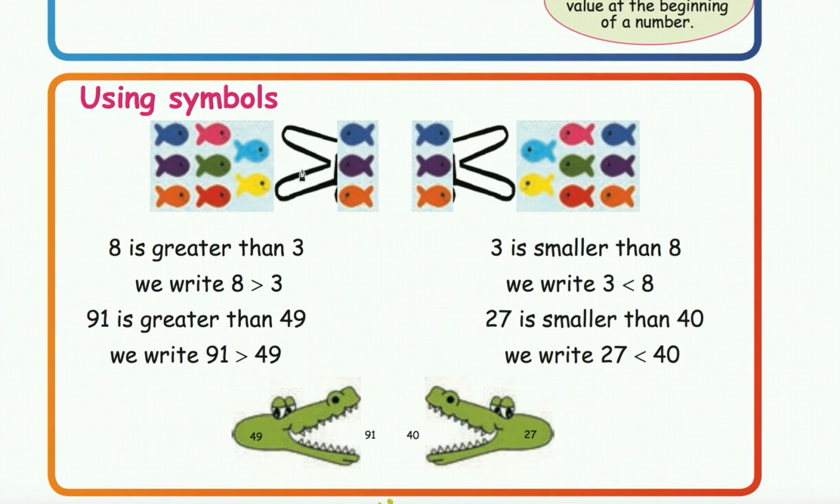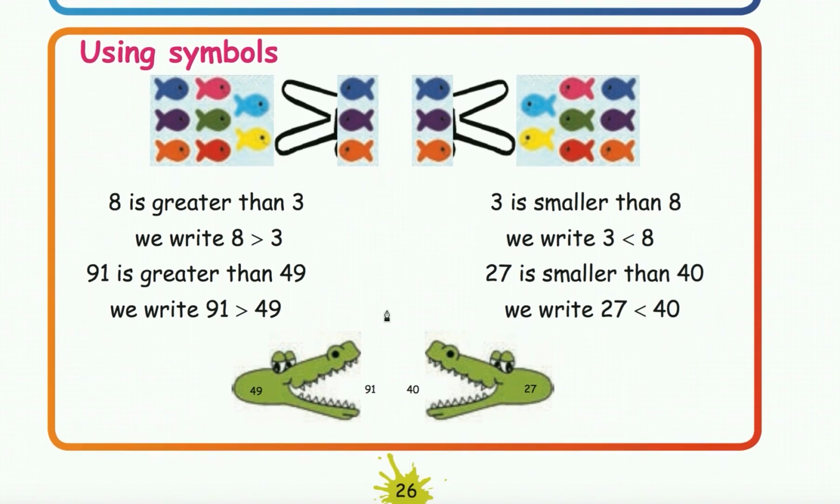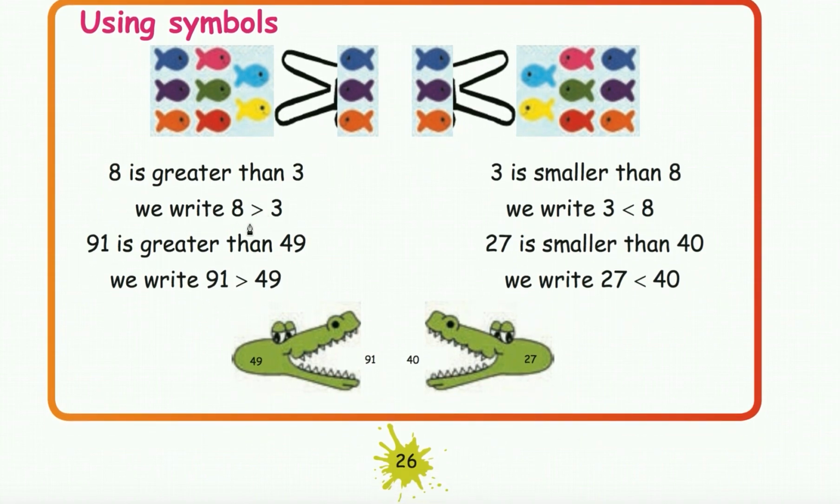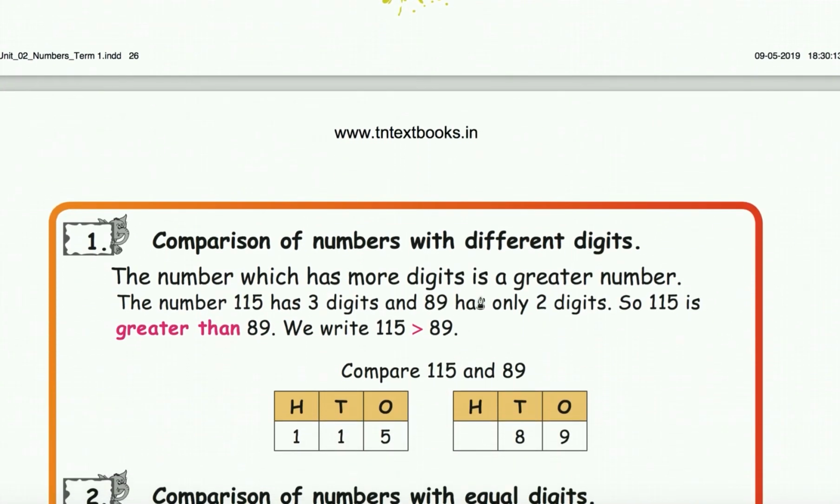Okay. Symbol for greater than and less than. This is the greater than symbol. This is the less than symbol. 8 is greater than 3. 3 is less than 8. 91 is greater than 49. 27 is less than 40. Like that.